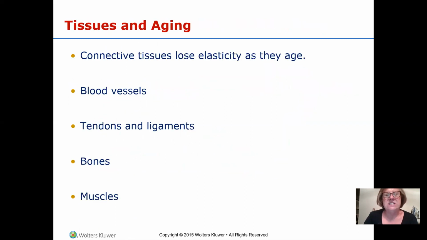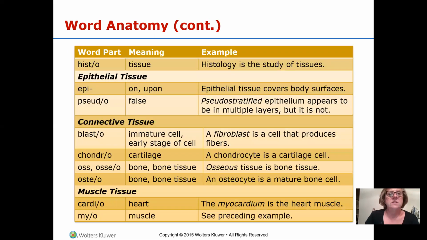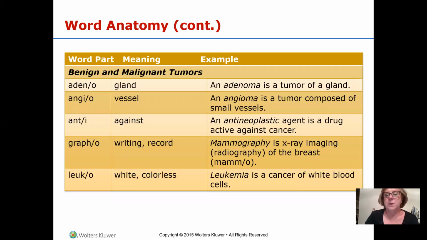Connective tissue and aging, we have a loss of blood flow, so the blood vessels are not as fluid, and then the tendons and the ligaments, they are not as elastic. The bones become more brittle and our muscles atrophy. And here's an atrophy of the brain.